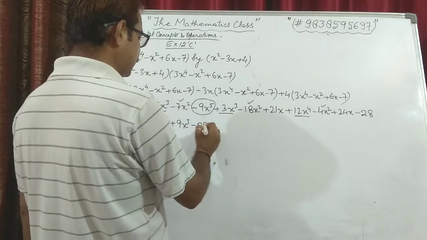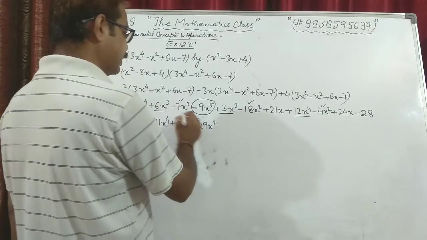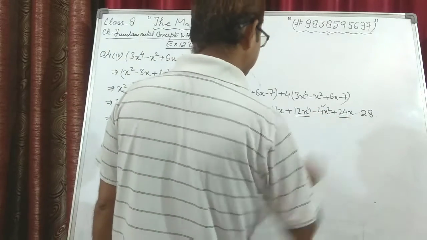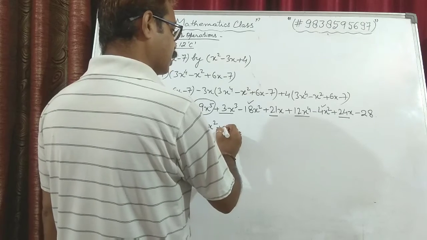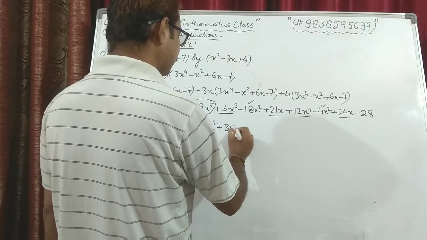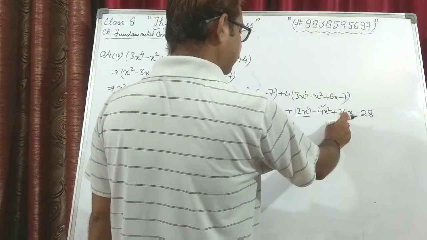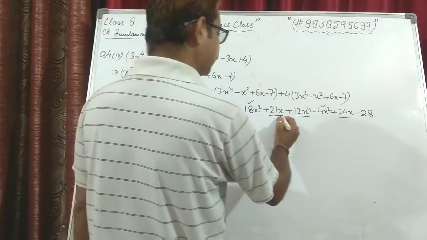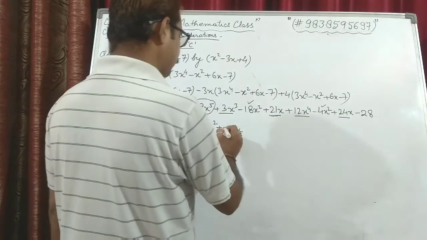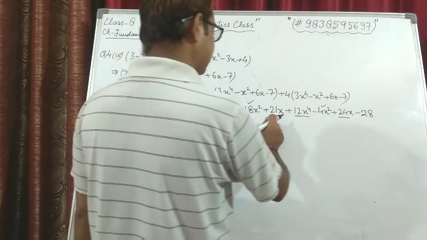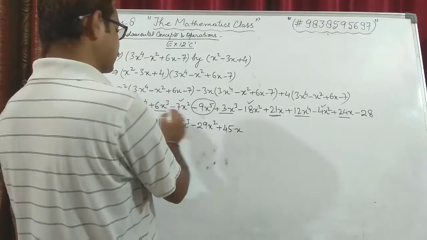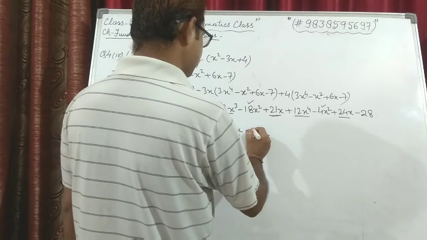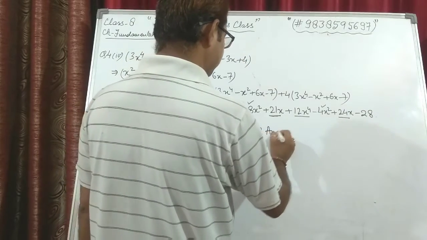So you will get minus 29x square. Now 21x plus 24x, that is plus 45x. 21 plus 24, 4 and 5 is 45. So it is 45x, and what is left? Now all this has been done. What is left? Only minus 28 is left. So minus 28, that is the final value.